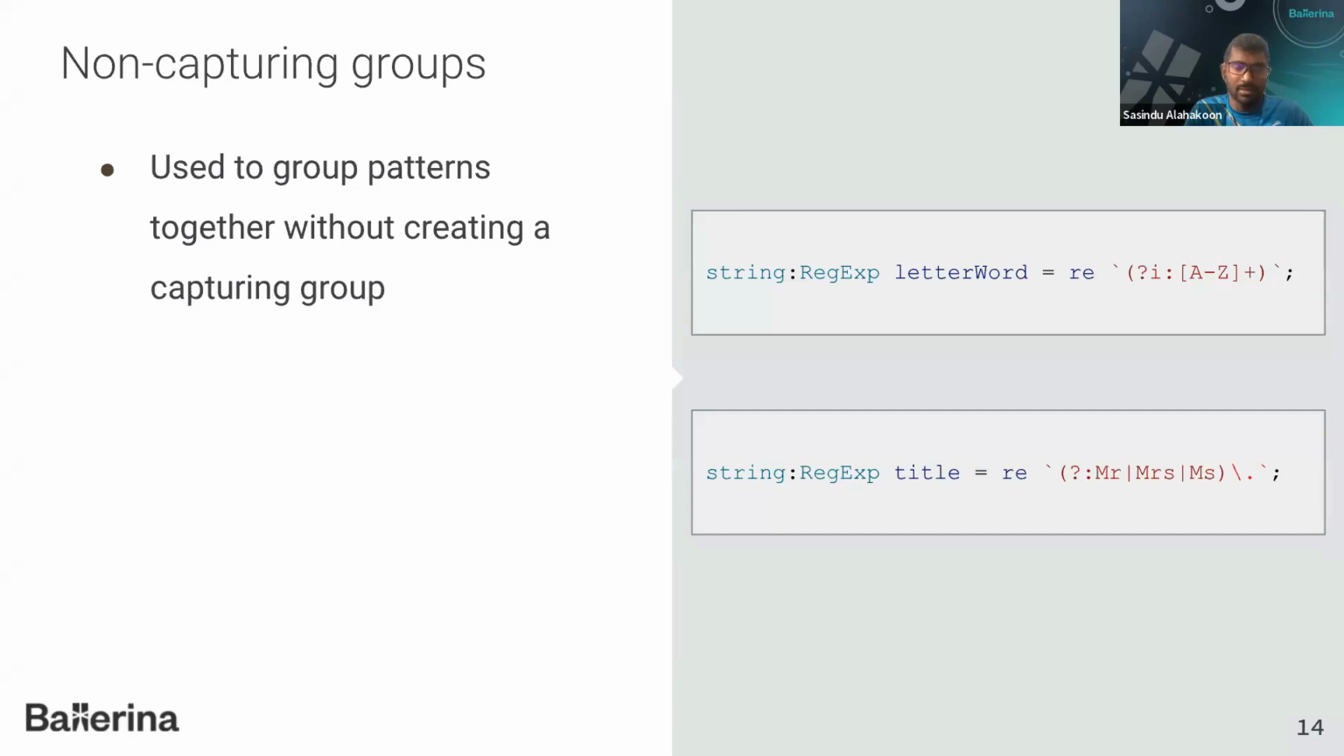The next thing I'm going to discuss is non-capturing groups. Non-capturing groups are a type of grouping construct in regex that allow you to group subpatterns without capturing them. So the match text within a non-capturing group is not included in the match result, making it useful for cases where you don't need to capture the text. Let's look at some examples.